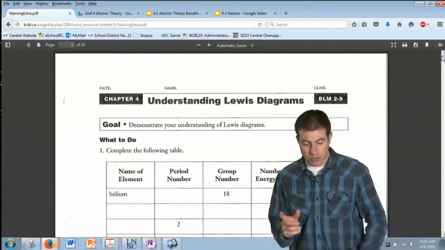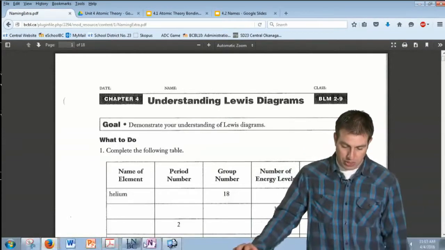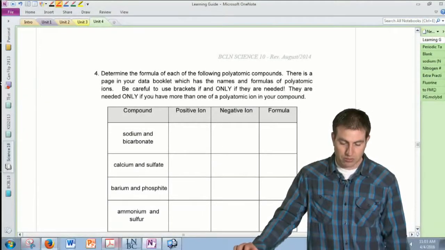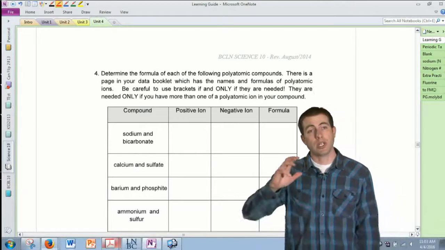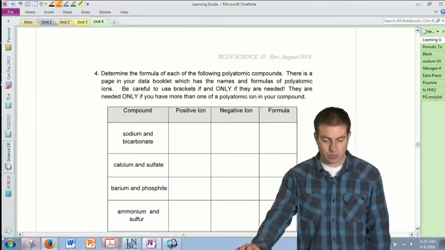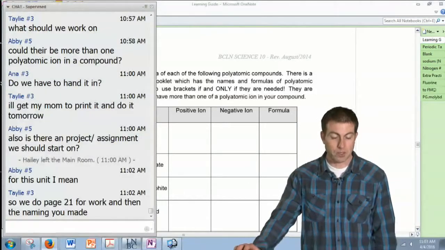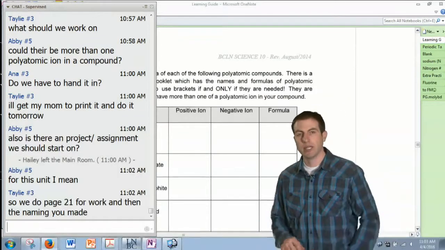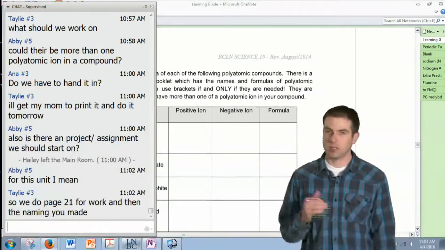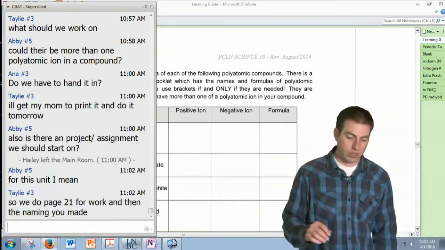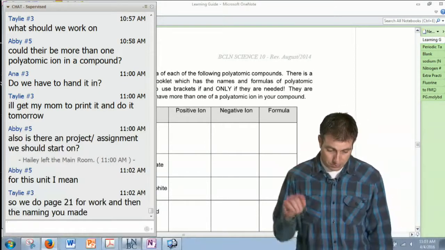To answer your questions, no, there is no project or assignment for chapter 4. What I want you guys to do is the extra practice we have, I've included here. So go through some of it. The more you do, the better. The less you do, not a good plan. But do as much as you can. Don't kill yourself, but do some of it.